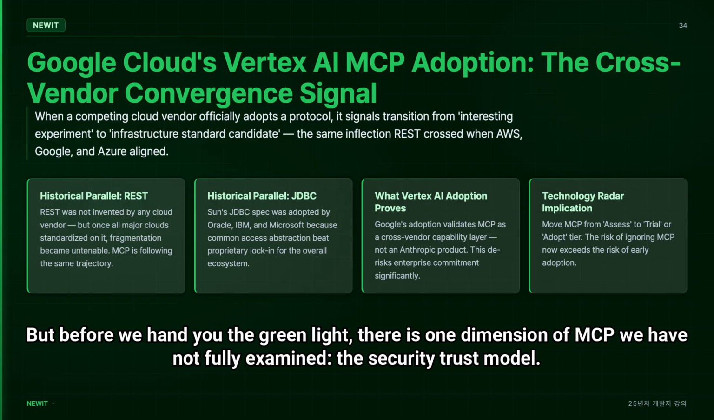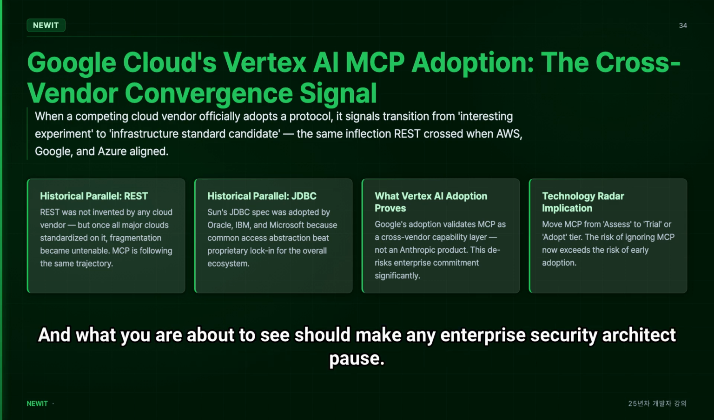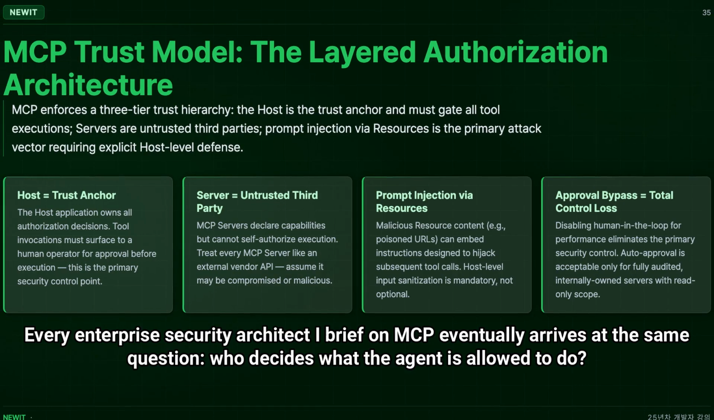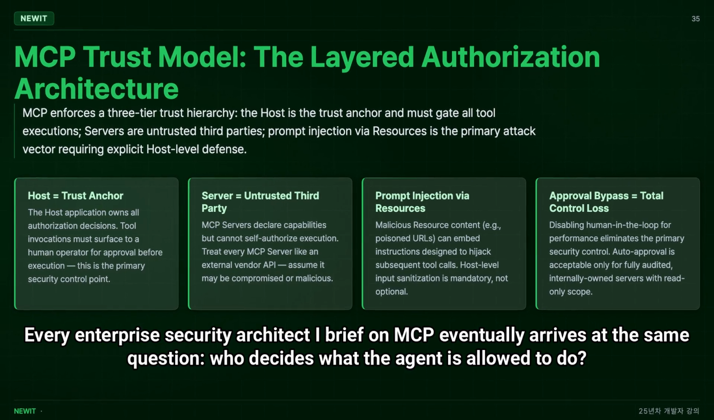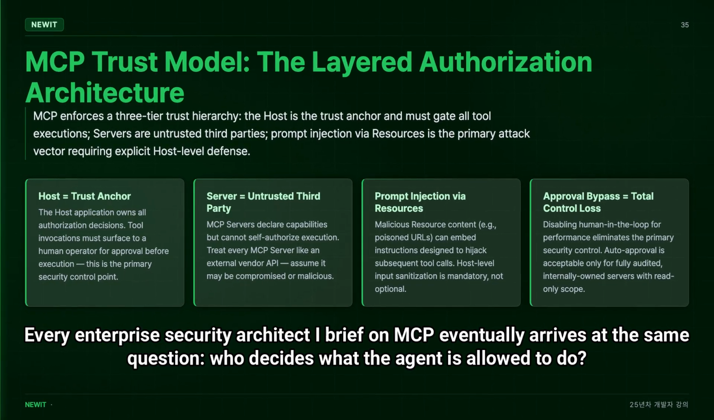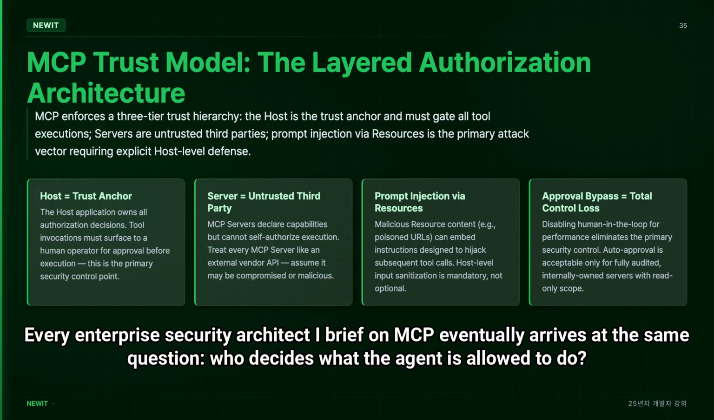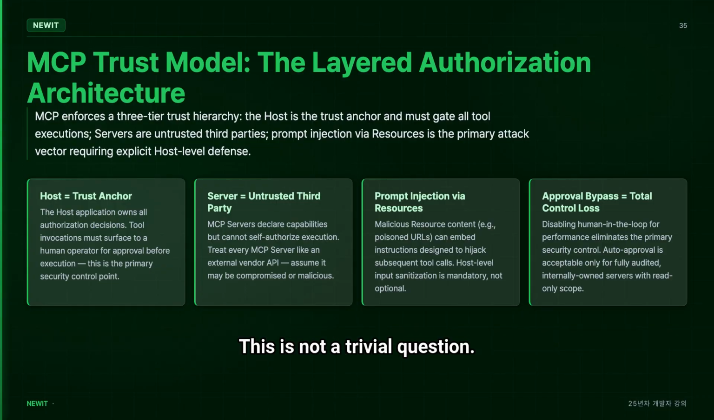But before we hand you the green light, there is one dimension of MCP we have not fully examined: the security trust model. And what you are about to see should make any enterprise security architect pause. Every enterprise security architect brief on MCP eventually arrives at the same question: who decides what the agent is allowed to do? This is not a trivial question.